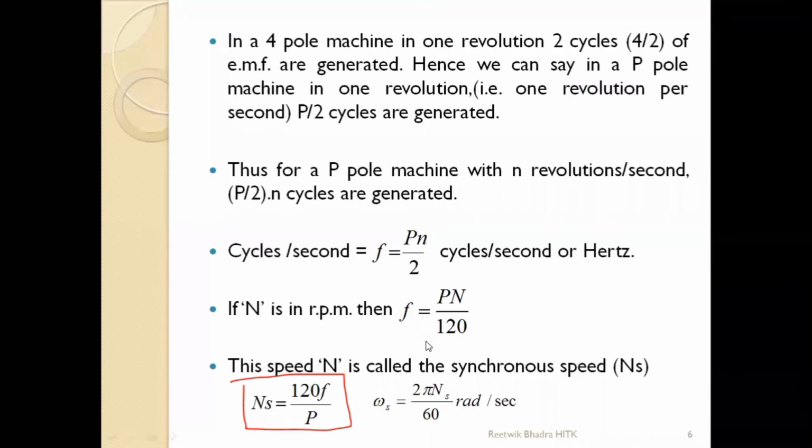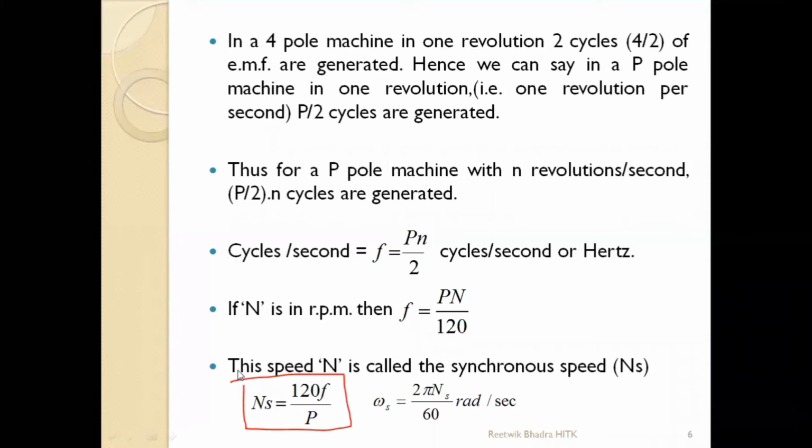And you can convert this Ns, which is in RPM, into rad per second. So omega s is converted by 2 pi Ns by 60. Again, Ns is in RPM, so it is divided by 60. If it is in RPS, you could have used small n, so it would have been 2 pi small n, no need of 60. Since Ns is in RPM, we are dividing it by 60.